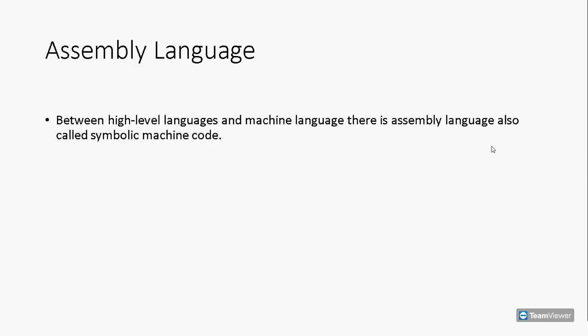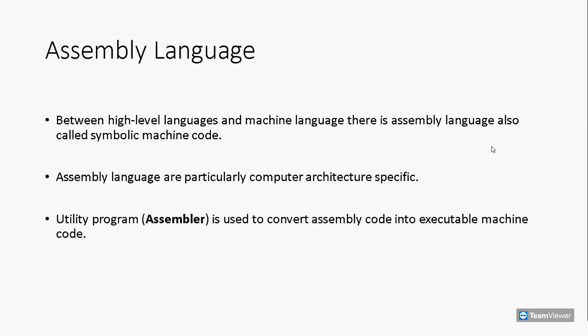Next, we will talk about assembly language. Assembly language lies between high-level languages and machine language and is also known as symbolic machine code. Assembly language depends upon computer architecture. Assembly code is converted into executable machine code by a utility program that is known as the assembler.